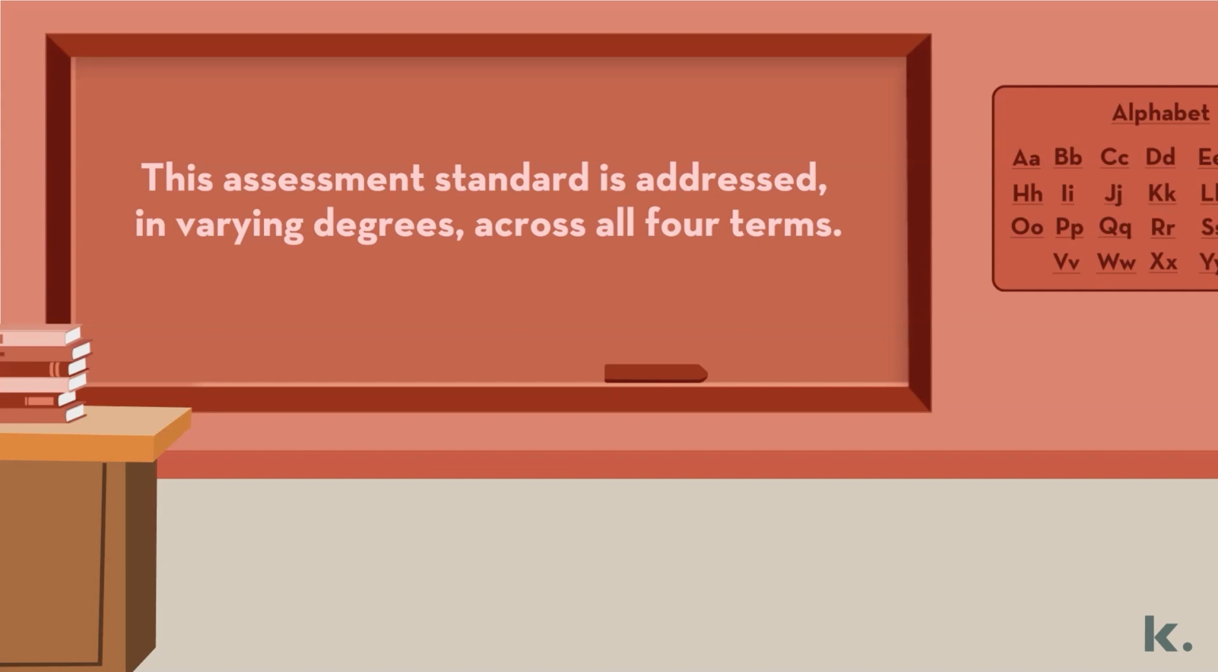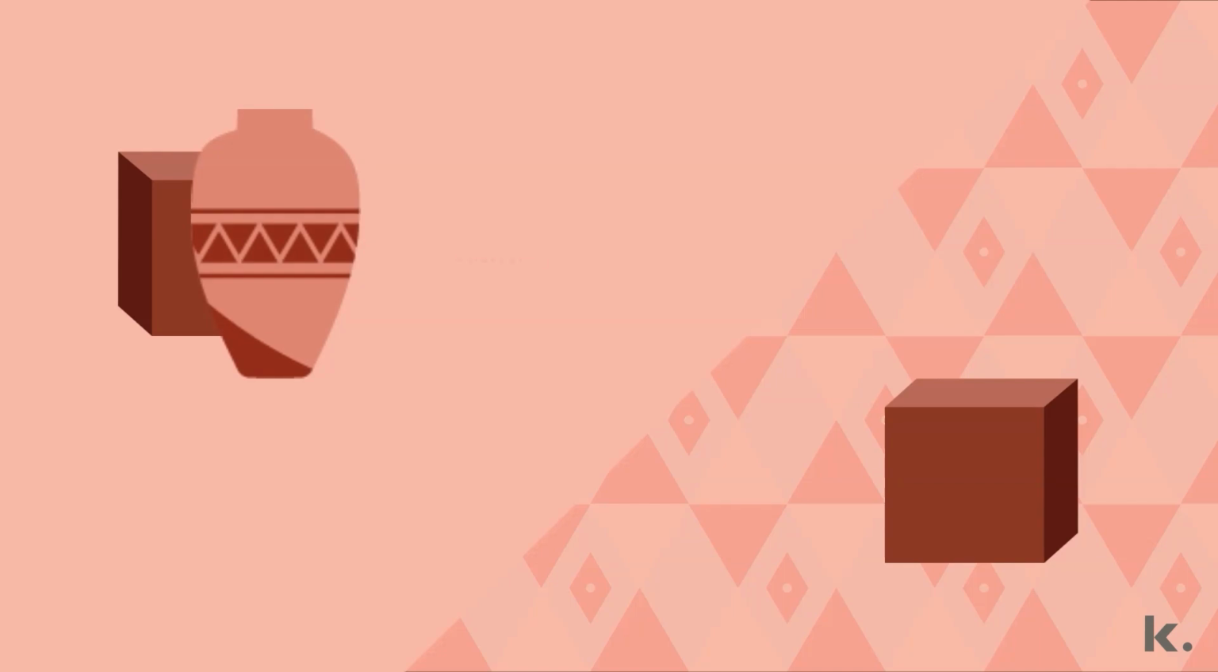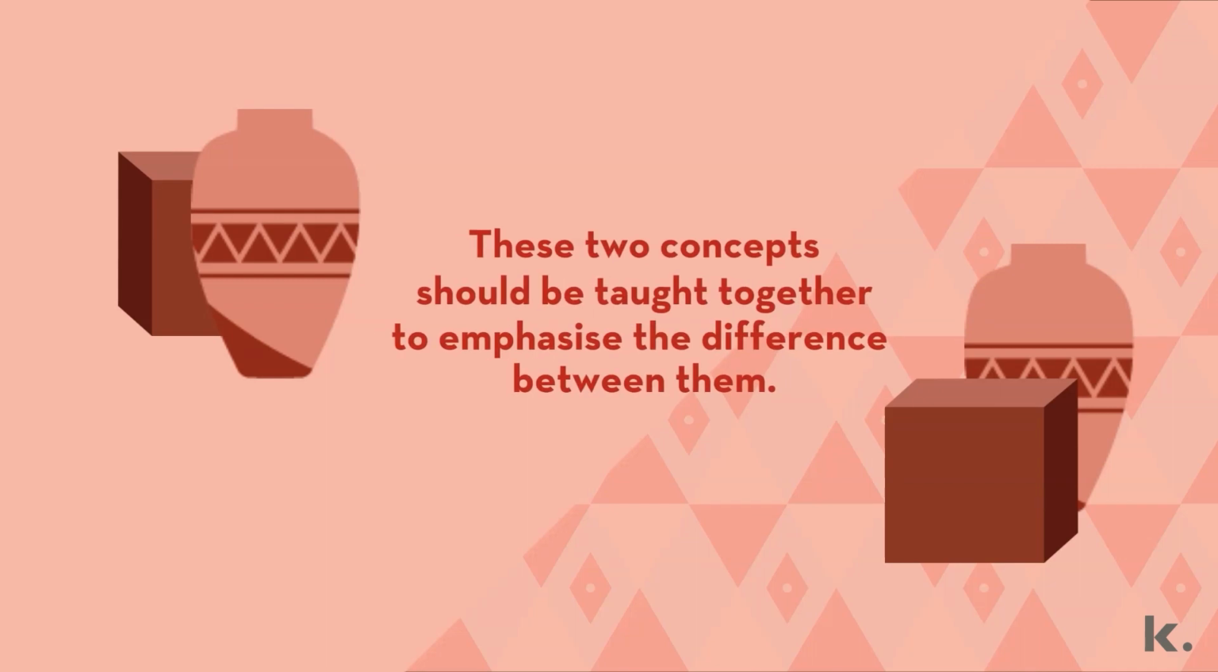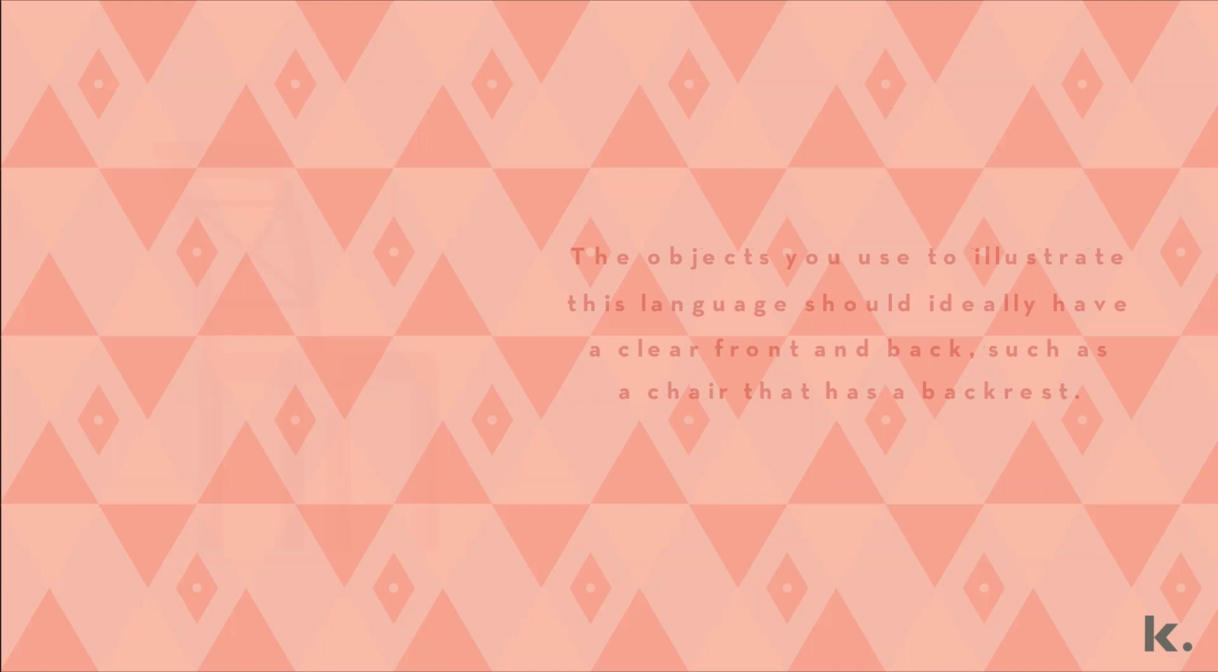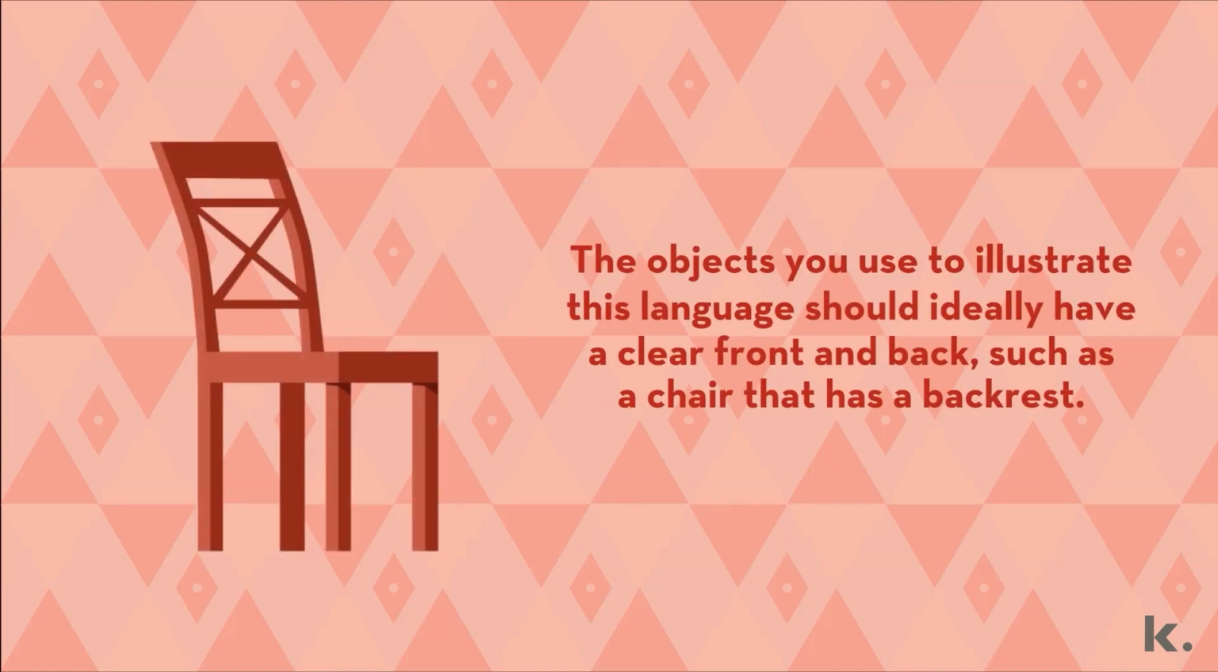Begin by having the children explore the terms in front of and behind in a practical manner. These 2 concepts should be taught together to emphasize the difference between them. The objects you use to illustrate this language should ideally have a clear front and back, such as a chair that has a backrest. Place an object, such as a teddy bear, on the ground behind the chair.